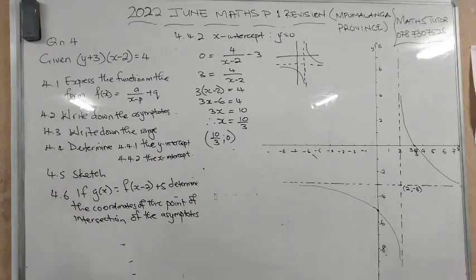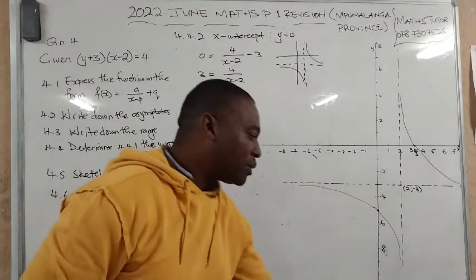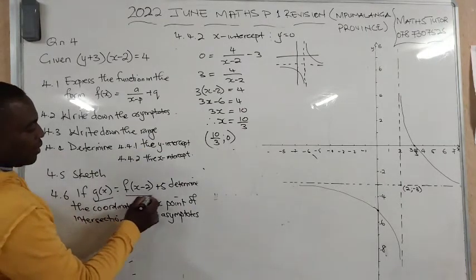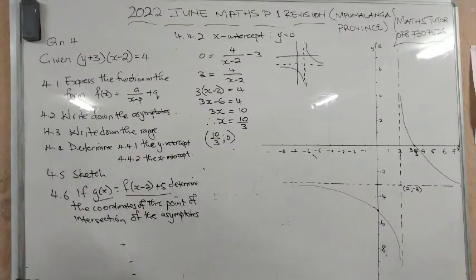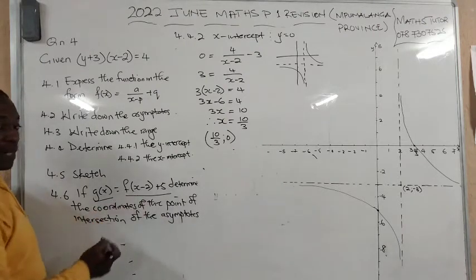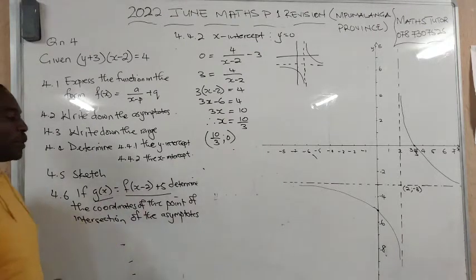Alright, then 4.6, the last question. If g of x is equal to f of x minus 2 plus 5, determine the coordinates of the point of intersection of the asymptotes of g. Alright, so g of x is coming after some transformation on f of x. So we must be able to read the transformation here.